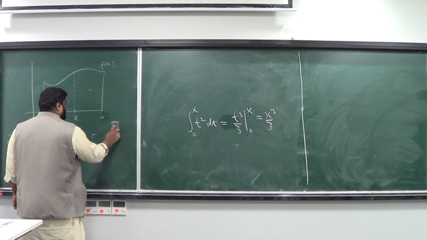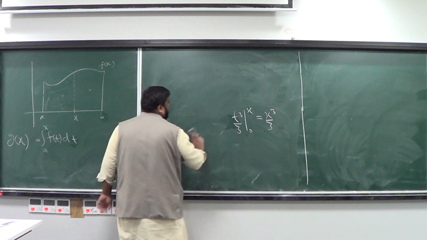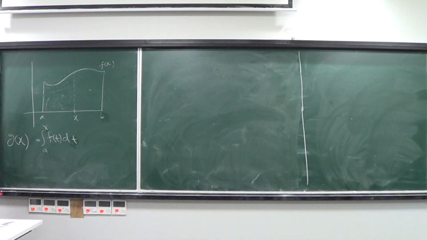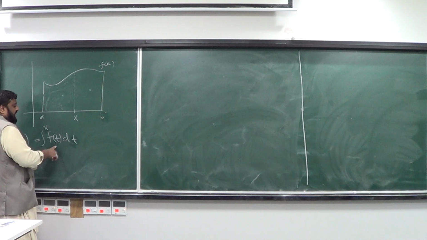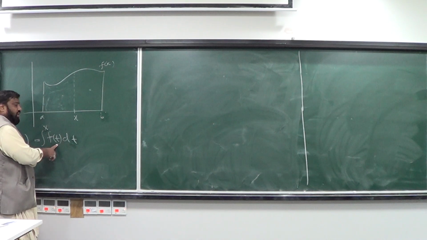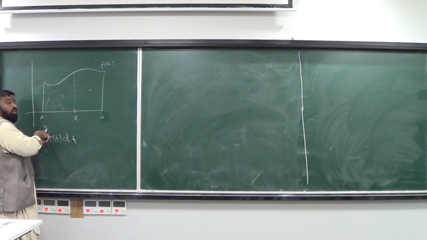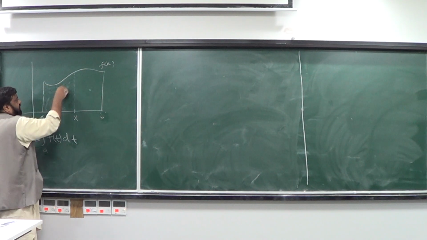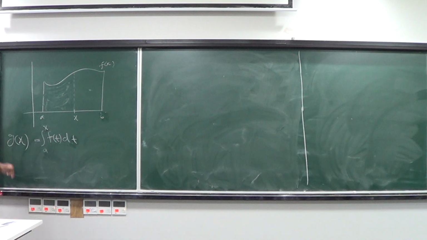Now the question is, what would be the interpretation of this function? In other words, after calculating this integral, we're going to get a function of x, and we have given that function a name, g of x. Now g of x is telling us what? g of x is giving us the area under the curve f of t from the fixed point a, the starting point, up to the point x. So we are talking about this area.